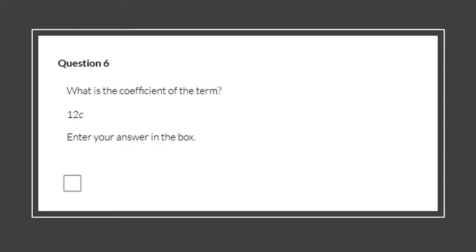Okay? What is the coefficient of the term? The coefficient is the number beside the letter. It's the number being multiplied by the letter. So the number here is 12. So our coefficient is 12.